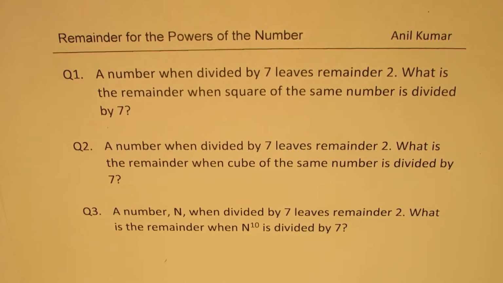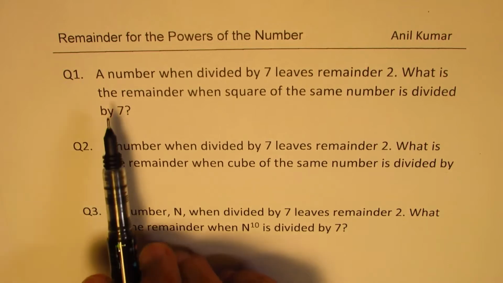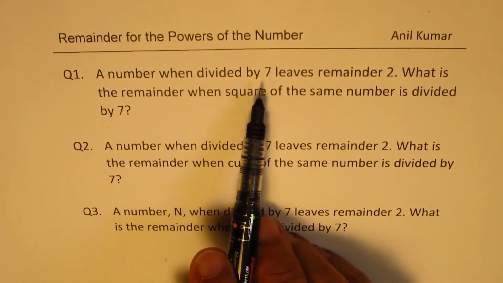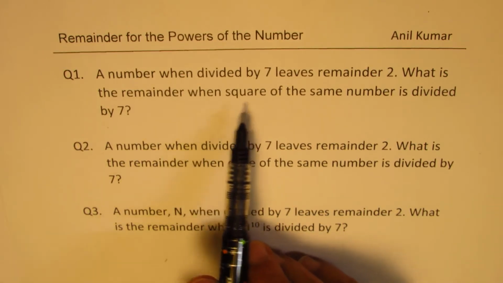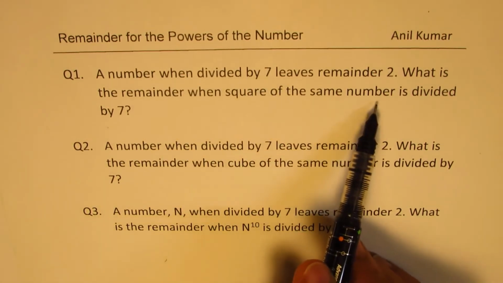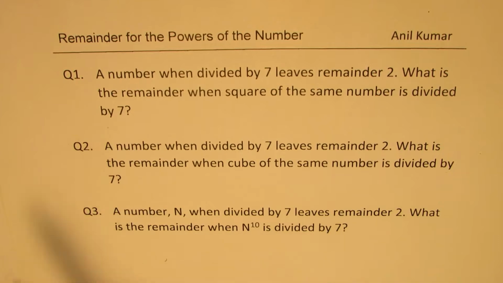We'll now explore what happens to the remainder when powers of the number are divided by the same number. So we have three examples to understand the rule. The first question here is, a number when divided by 7 leaves remainder 2. What is the remainder when square of the same number is divided by 7?